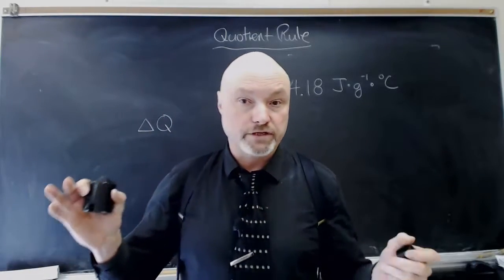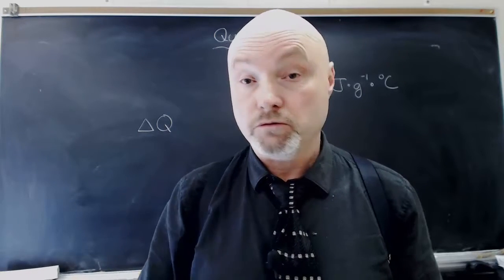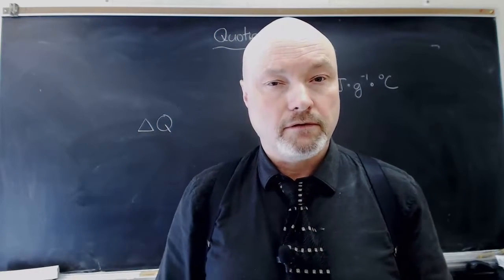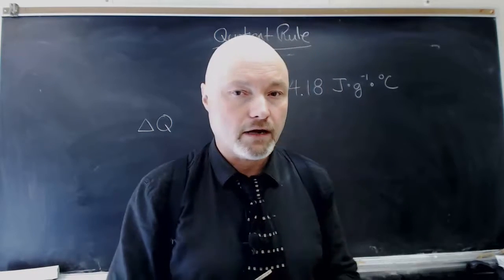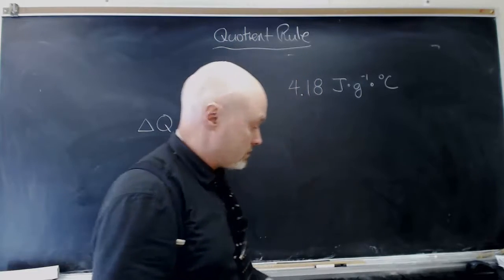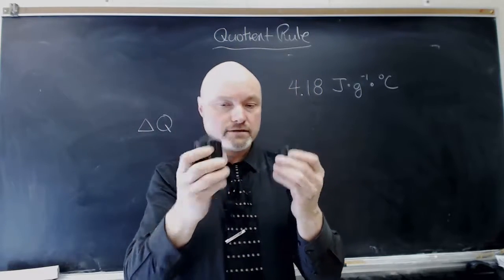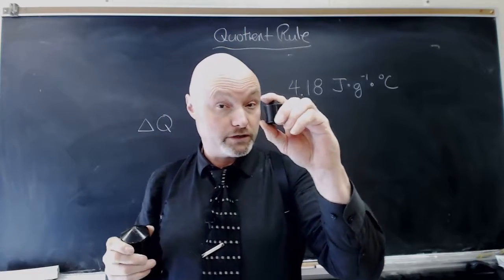And so we're going to talk about heat and how heat is related to change in temperature and the quantity of mass. Specifically, we're going to look at our heat equation, Q equals m delta T c. And so I have these two masses. This is 1,000 grams. This is 200 grams.